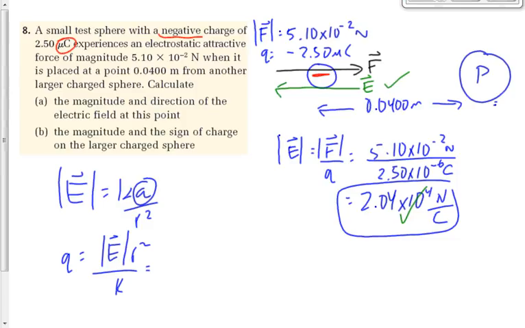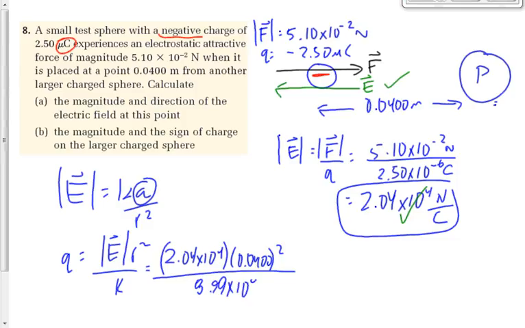We're going to say 2.04 times 10 to the 4 times the distance squared, 0.0400 meters squared, divided by the constant, 8.99 times 10 to the 9. I'm not sure what that number works out to be, but you can find that, right? That's pretty easy mathematically to find at this point. Positive or negative, though?